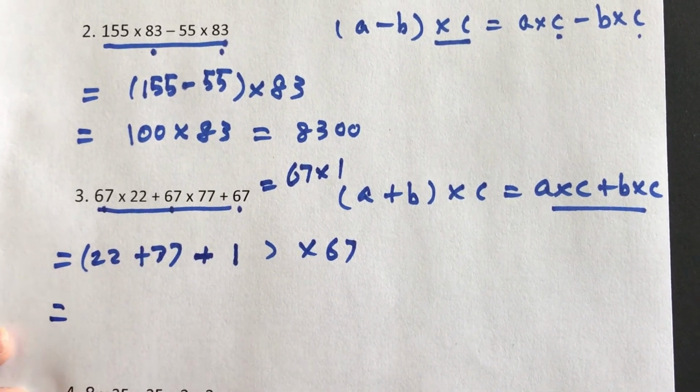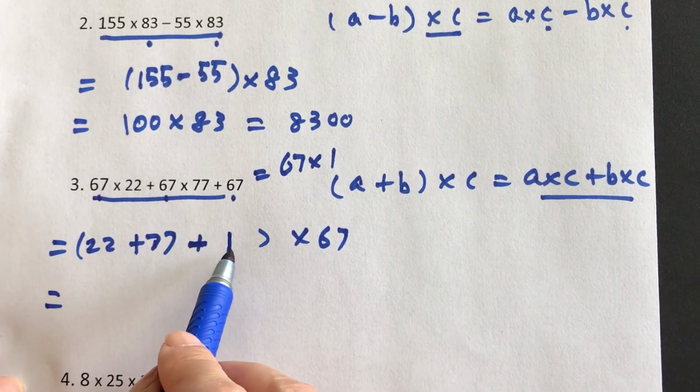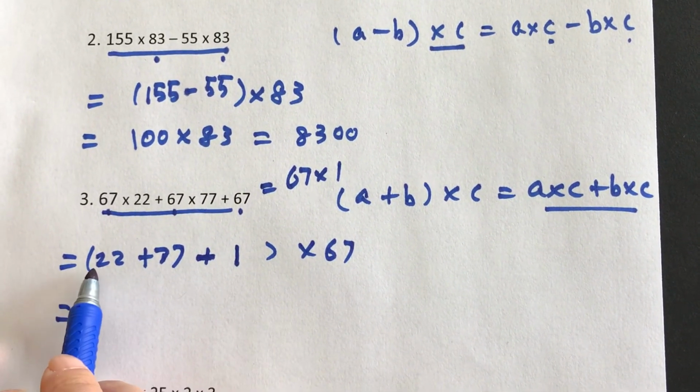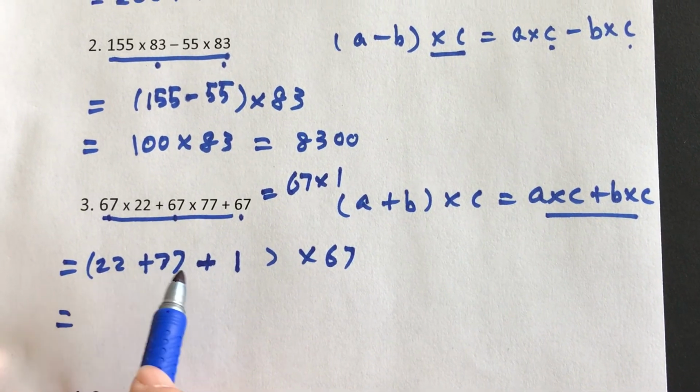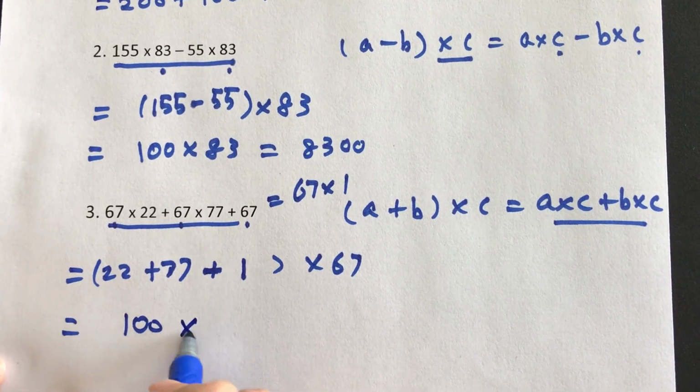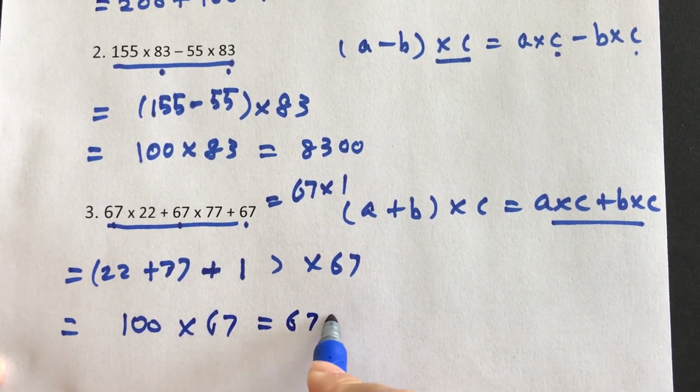We carry out the bracket first. 2, 7, and 1, adding together, that's 10. And move 1 to the 10th place. 2 plus 7, that's 9, plus 1, that's 10. So that's total of 100. You have the outside factor, which is 67, so the answer is 6,700.